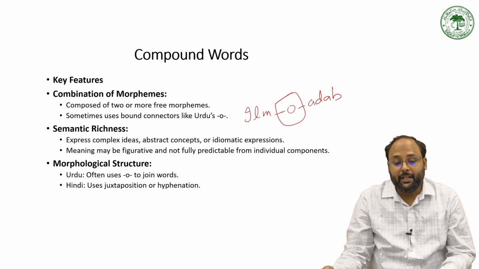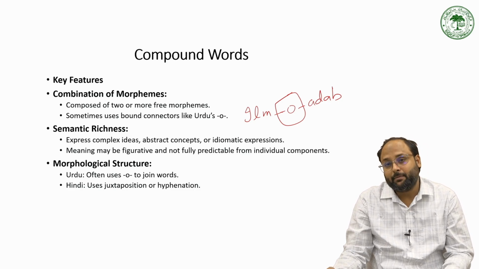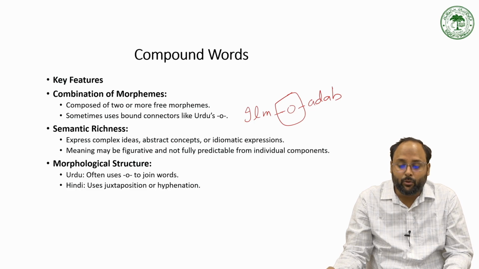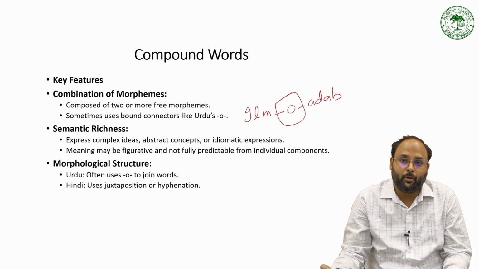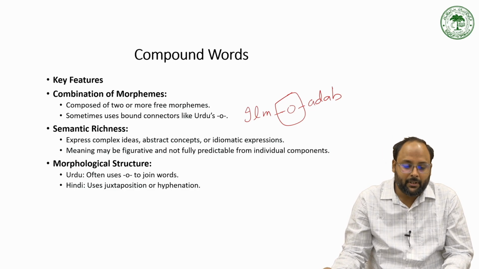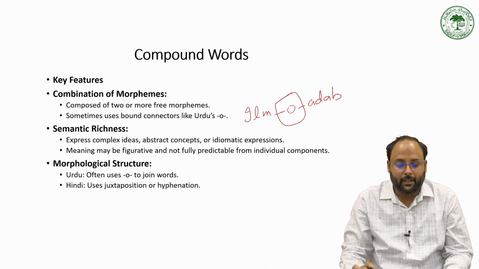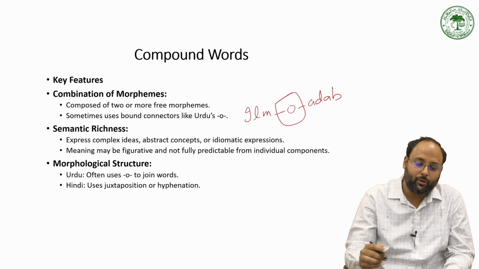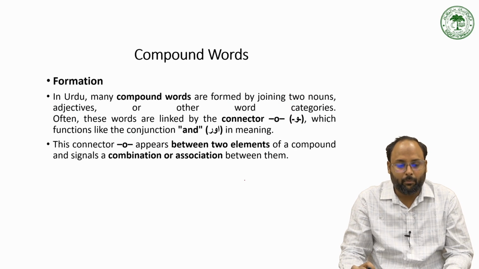And they are very semantically rich, meaning they express complex ideas, abstract concepts or idiomatic expressions. They are also used in figurative meaning, not fully predictable from the individual components. In literature, we use many new, creative compound words. And the structure we have already discussed: in Urdu, sometimes we have the O izafat, and in Hindi we have just juxtaposition or hyphenation. In between we have one hyphen for making the compound words.